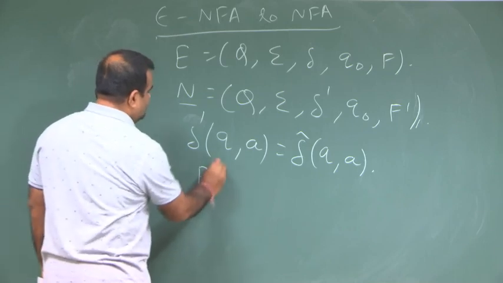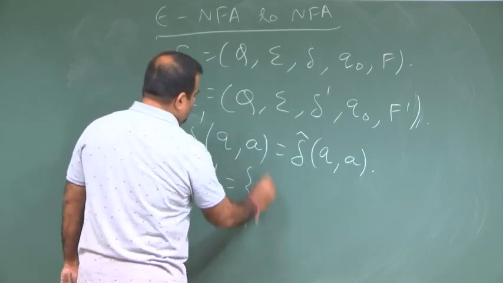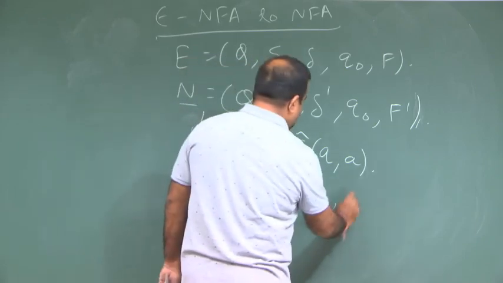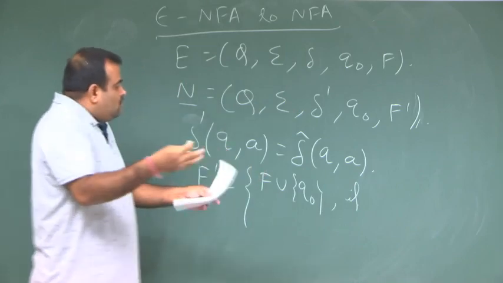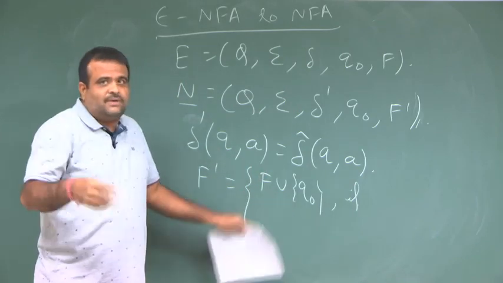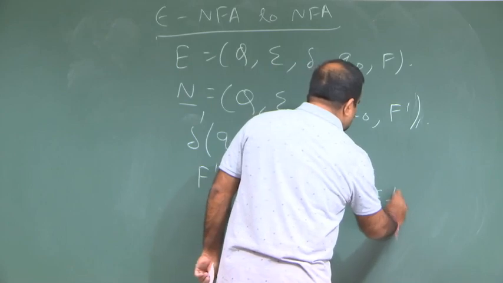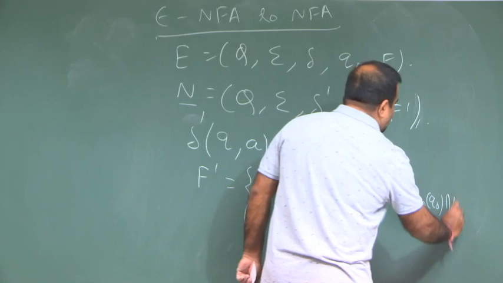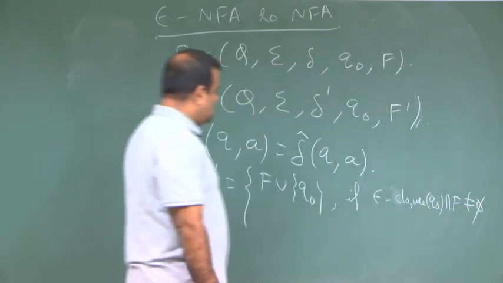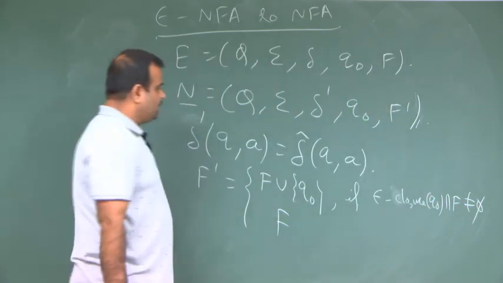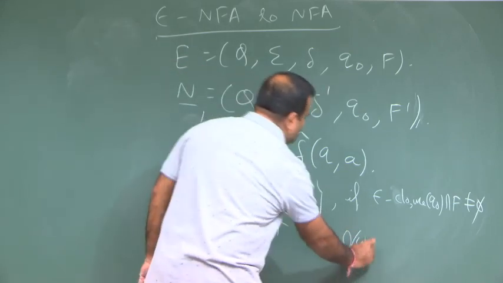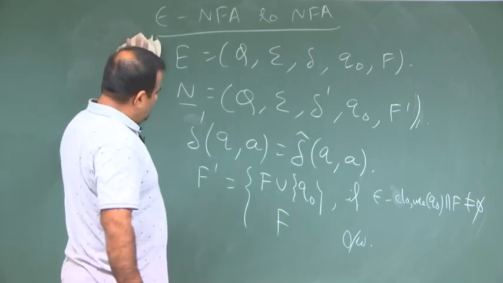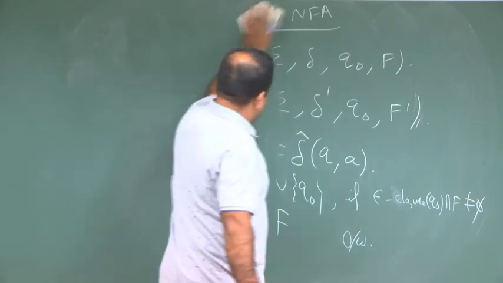And what is f? F is f prime. F prime is f union q 0 if from q 0 we can go to any state of the f just by epsilon move, that is, if the epsilon closure of q 0 and f is not empty, otherwise it is just f. Okay. So, this we have seen. Now, we will take some example on such construction.